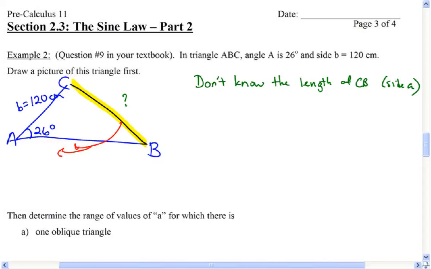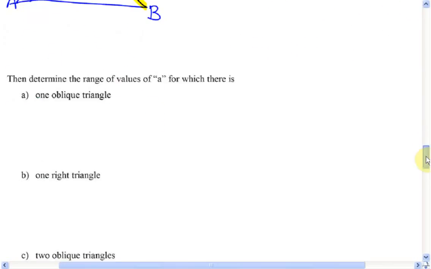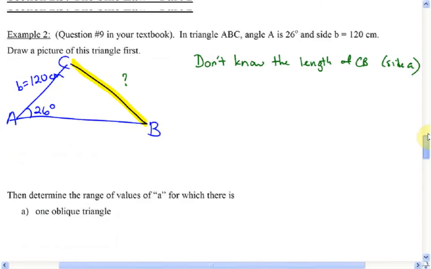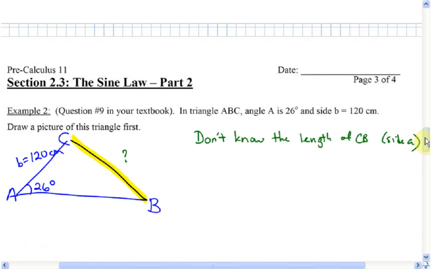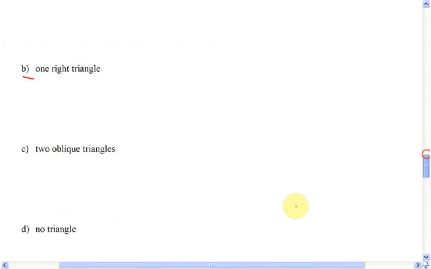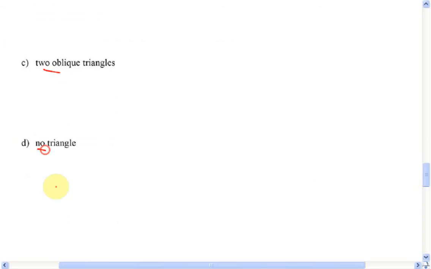So my question here is this. It says, determine the range of values for A for which there is one triangle, one right triangle, two triangles, or no triangles. So the question is, what is the length of this CB, so that I get no triangles, one triangle, or two triangles? So the question is, what could this be? Height has to be something.